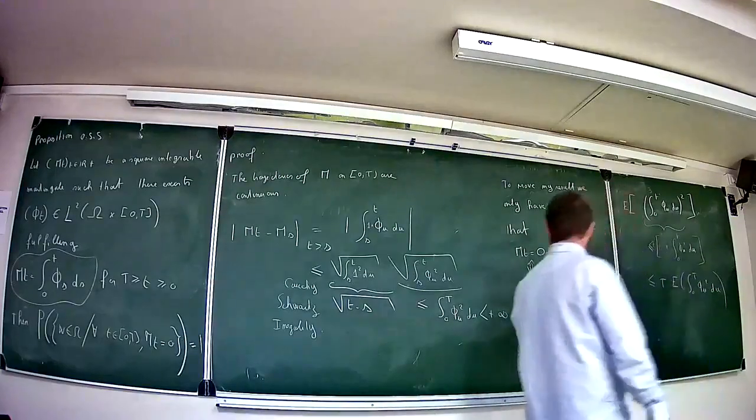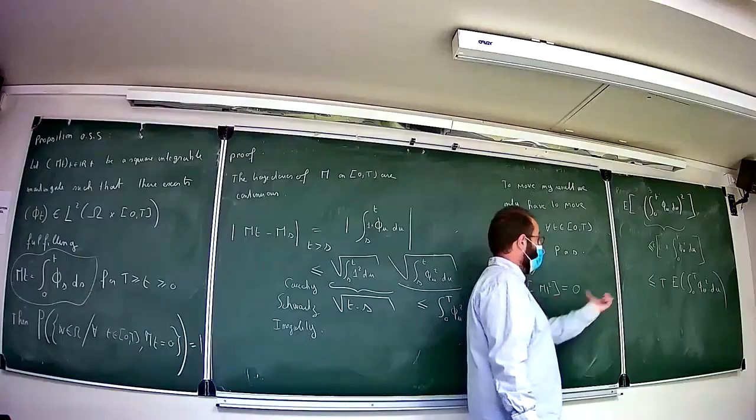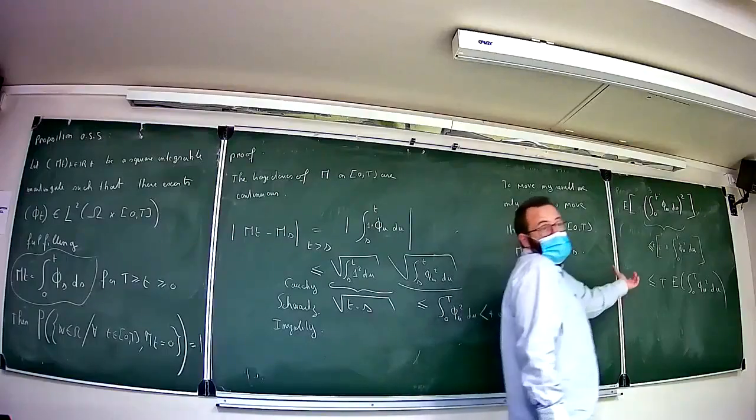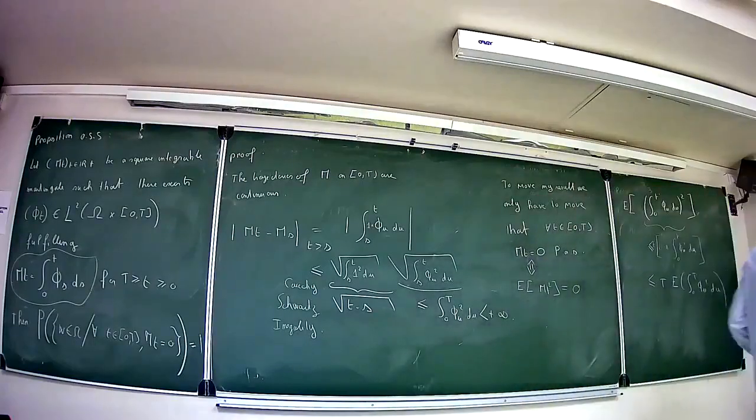So these terms are bounded uniformly in T. I have this. It's not what I want. I want to prove that they are equal to 0.